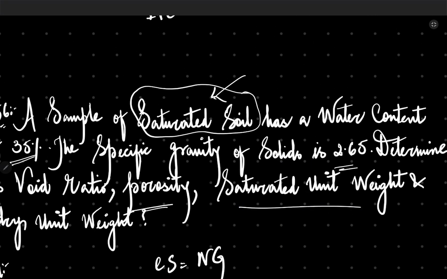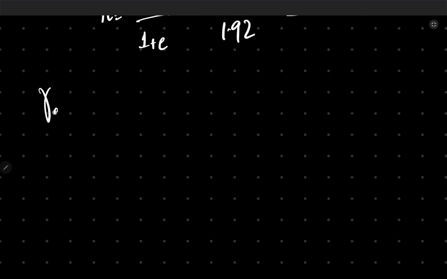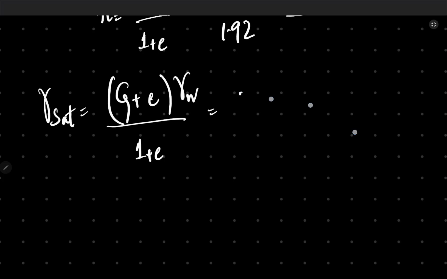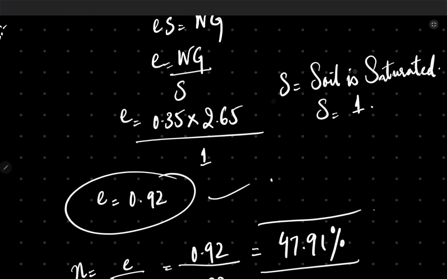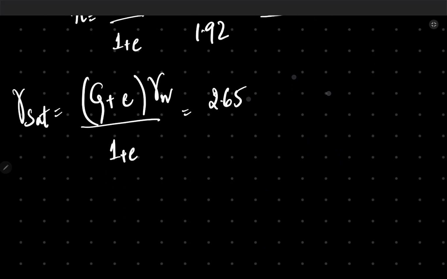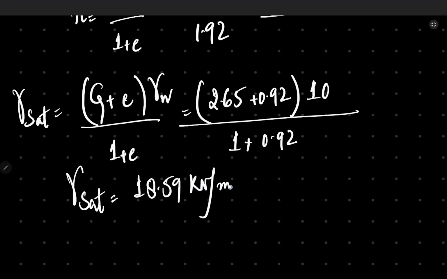Now saturated unit weight and dry unit weight. Saturated unit weight is (G + e)γw / (1 + e). G is how much? 2.65. e we have found, 0.92. Unit weight of water 10 kilonewtons per cubic meter, and 1 plus 0.92. This becomes saturated unit weight of 18.59 kilonewton per cubic meter.